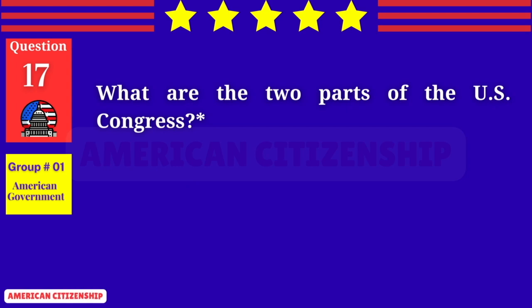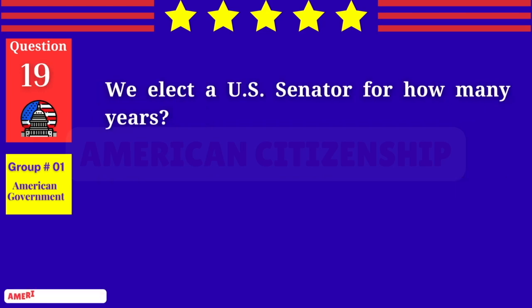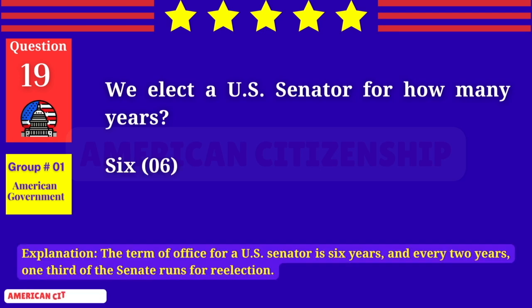What are the two parts of the U.S. Congress? The Senate and House of Representatives. We elect a U.S. Senator for how many years? 6.